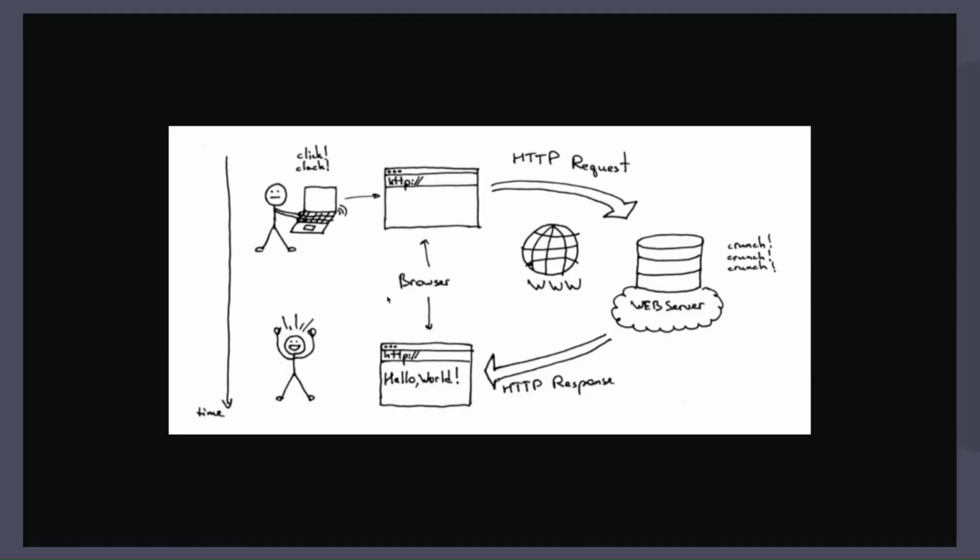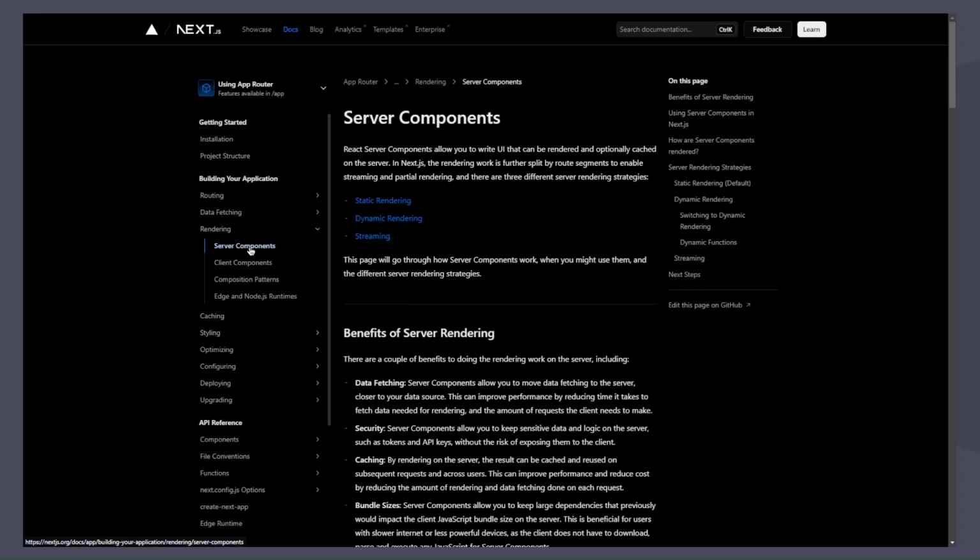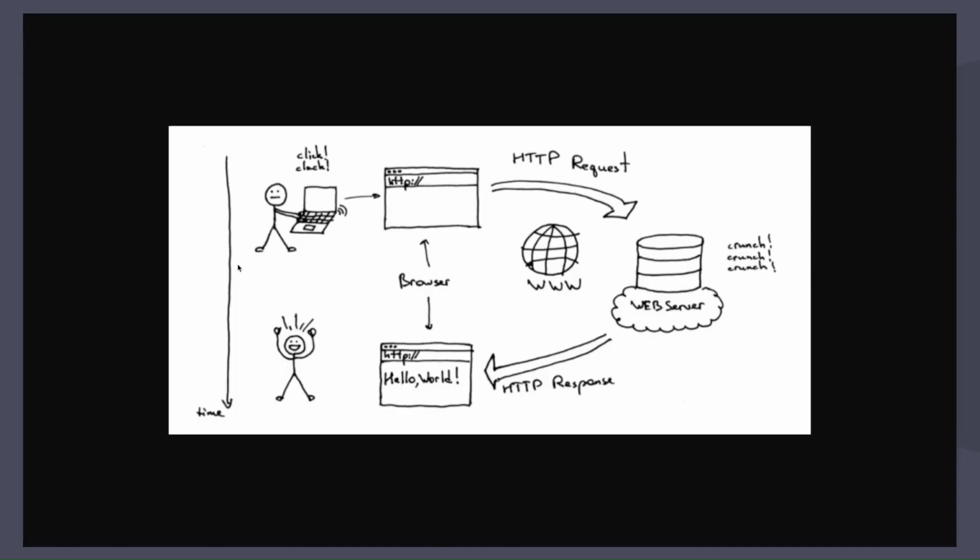There are two types of components in Next.js. One is a server component and one is a client component. To understand these, let's go to a diagram. This diagram shows a user going on their computer, going to a browser, typing a URL, and this URL sends a request to a web server. This web server does some calculations, sends a response, and this response is shown by the browser and the user gets a result. So this is how websites work.